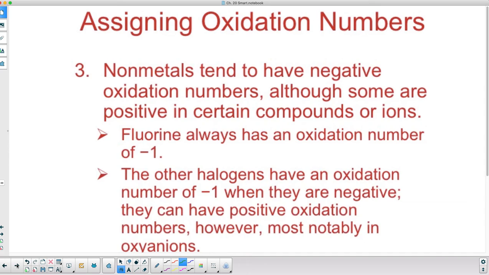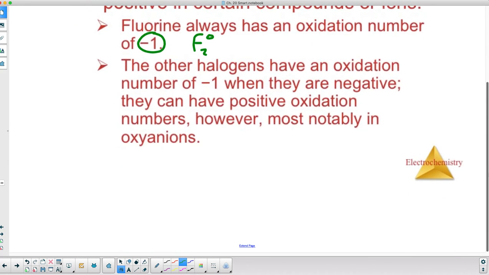Fluorine always has an oxidation number of either -1 or 0. So this would be 0 here, or -1. Fluorine doesn't do the other stuff because it's the most electronegative. It always pulls an electron to get an ion. Other halogens have oxidation numbers of -1 when they're negative, and they can have positive oxidation numbers, especially when they're in oxyanions. An oxyanion is just simply a way to say that they're in a polyatomic ion, such as ClO4, like this, with a -1 charge.